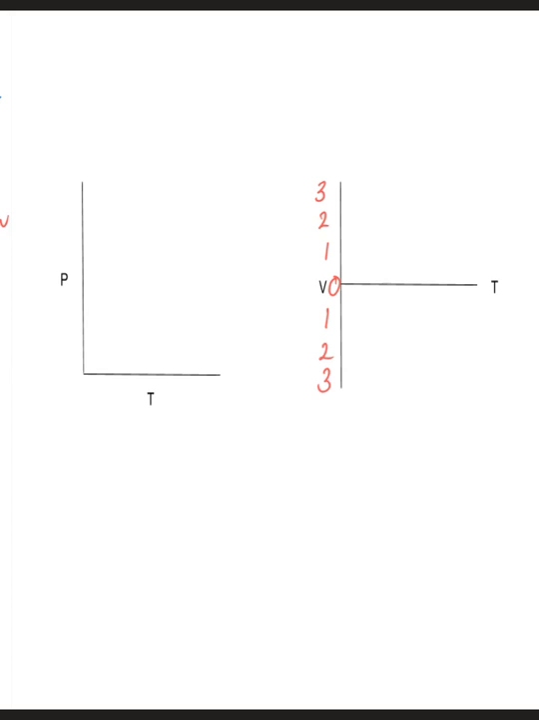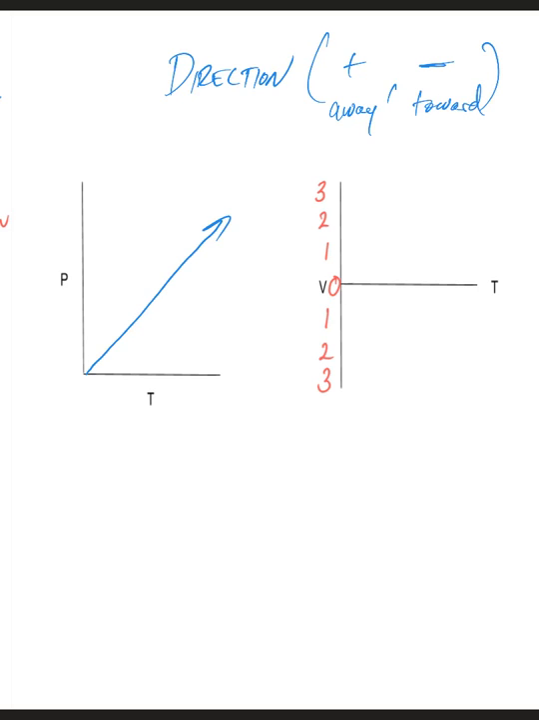Okay, next let's talk about direction. Meaning, are we going in the positive direction, meaning away from the origin, or are we going in the negative direction, meaning we're going back towards the origin? Well, on a position time graph, the direction of the arrow had everything to do with the direction. So for instance, if I had an arrow going this way, that would be the positive direction. It is going away from the origin. Versus if I had an arrow going in this direction, that would be the negative direction. It's going back towards the origin.